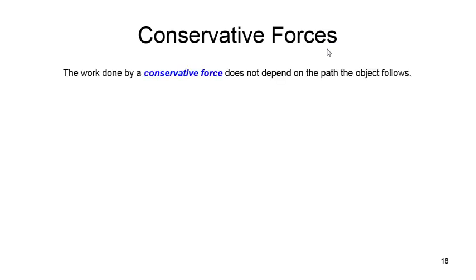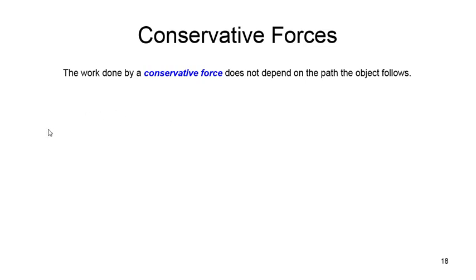We are going to call those types of forces, like gravity and like the spring force, conservative forces. So there's a couple different ways to define what a conservative force is. One of the definitions is that the work done by a conservative force does not depend on the path the object follows. Let me try to explain that.